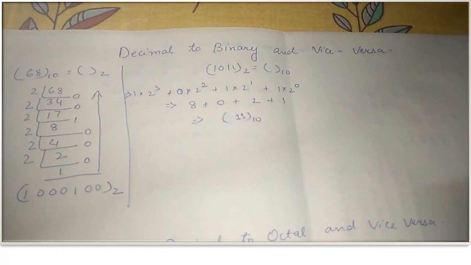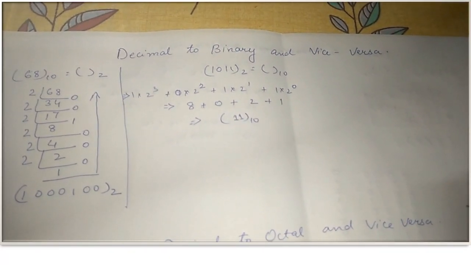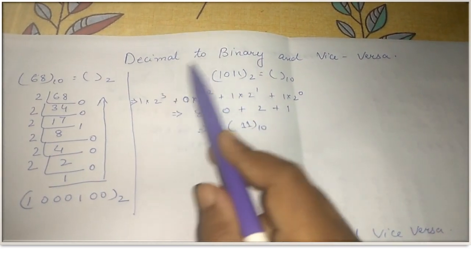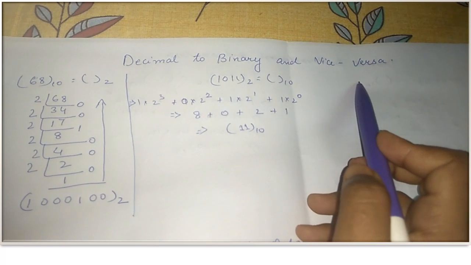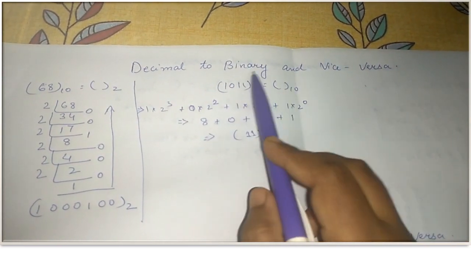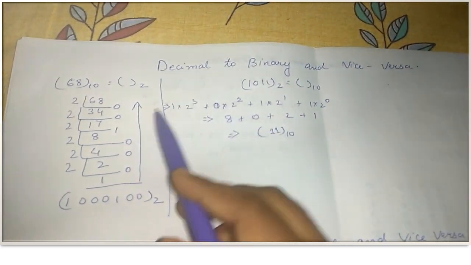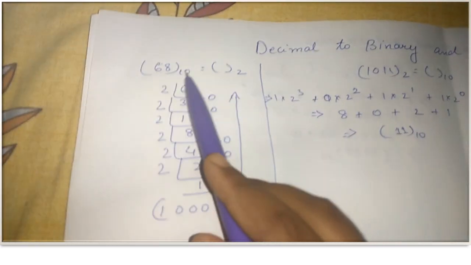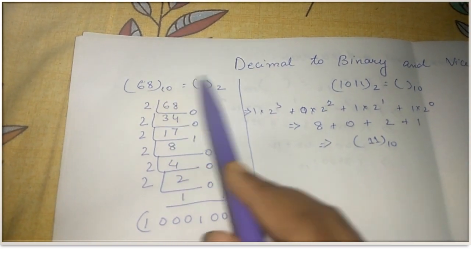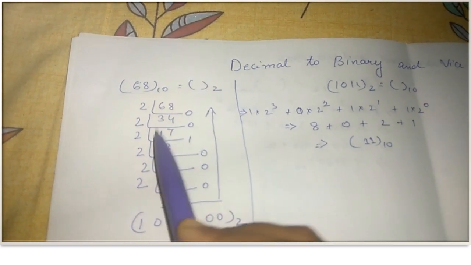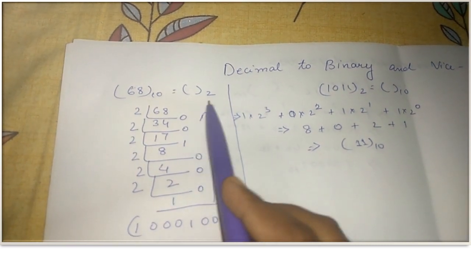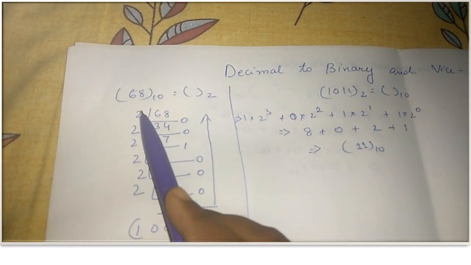Okay students, today we'll see how to convert decimal to binary and vice versa. First we'll see decimal to binary conversion, and then we'll see binary to decimal conversion. So see here, the question is 68. This is in decimal form and we have to convert it to binary form. Just divide 68 by 2. Since we have to convert to binary form, we have to divide it by 2.